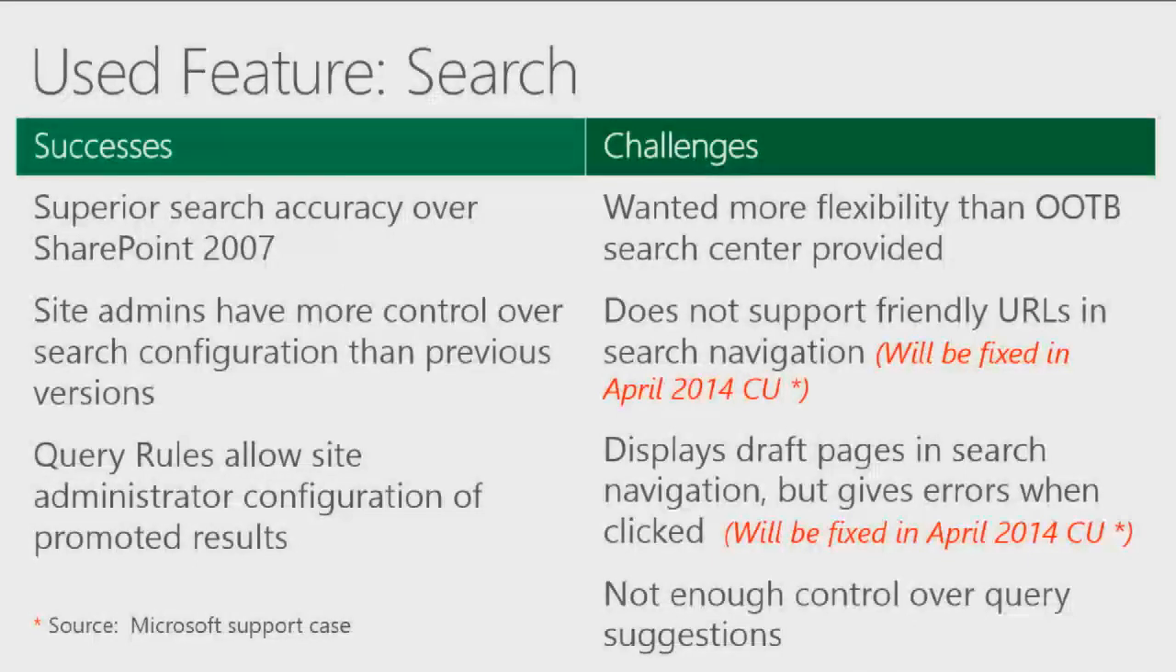So challenges, on the marketing side, we didn't have a ton. We didn't go with the out-of-the-box search center, but that was just because we're picky, and we wanted a little bit more flexibility. We did, however, run into a few bugs. Friendly URLs is one of those parts of the product that had not been fully implemented throughout, so there would be spaces where they wouldn't quite work. For example, in the Search Center navigation, it simply would not accept a friendly URL. That's one of the bugs that's been fixed. It's going to be showing up in the April CU pretty soon here.